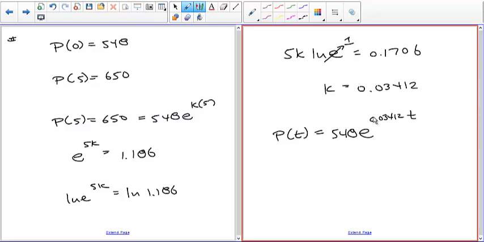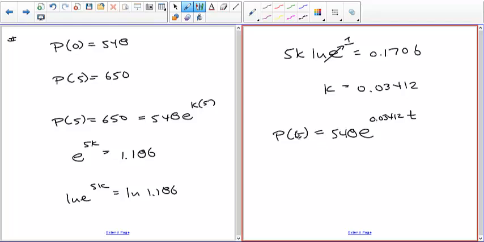0.03412. So I'm not going to take it for granted that I did it right that time either. So I'm going to take 548 times e to the 0.03412 times 5, and I get 650. Okay, so that does work.